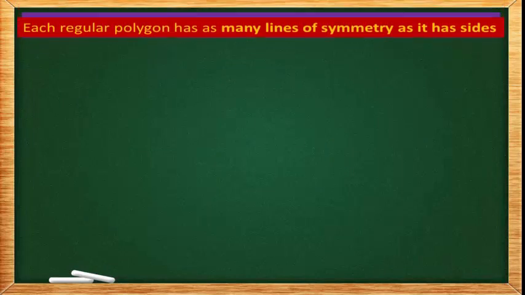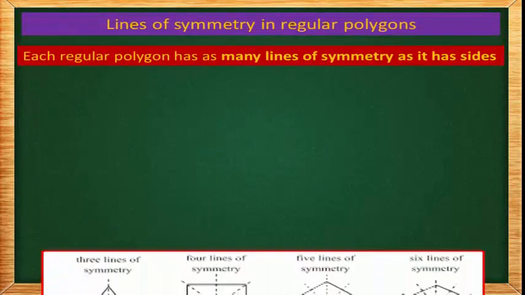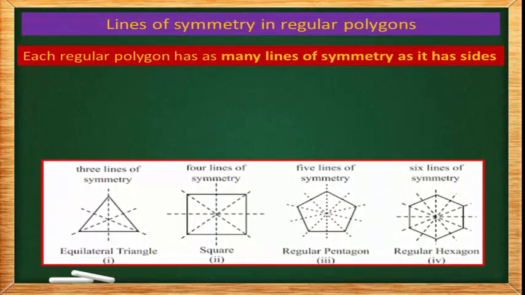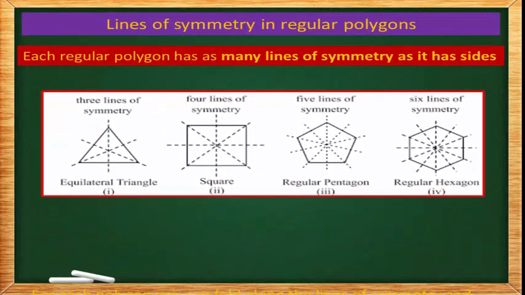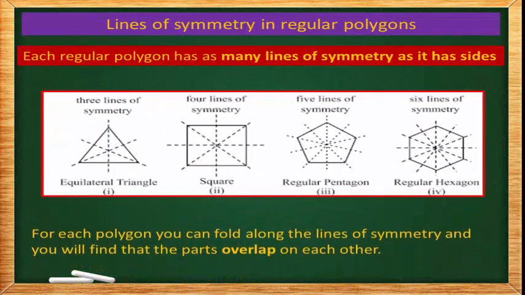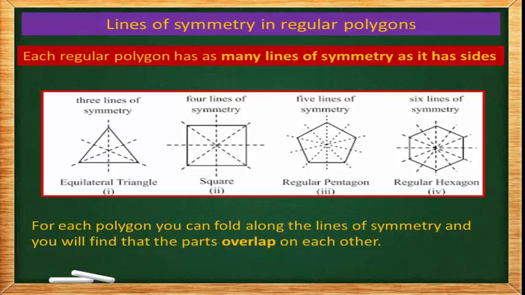Children, each regular polygon has as many lines of symmetry as it has sides. You can see from the following pictures. For each polygon, you can fold along the lines of symmetry and you will find that the parts overlap on each other.